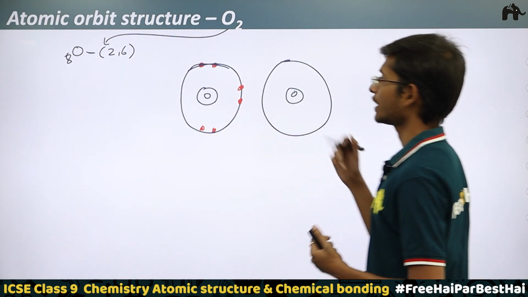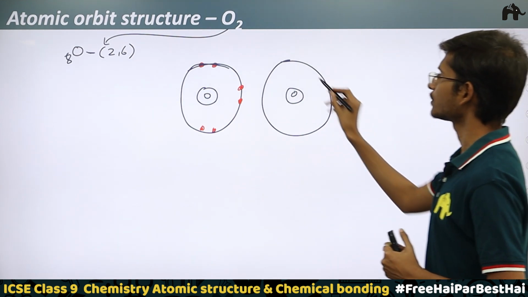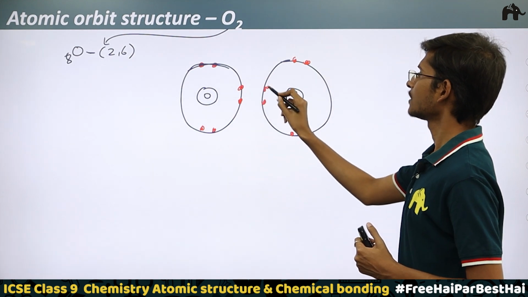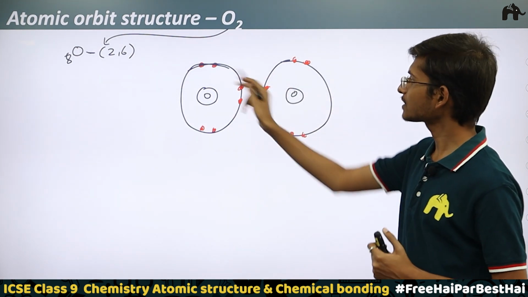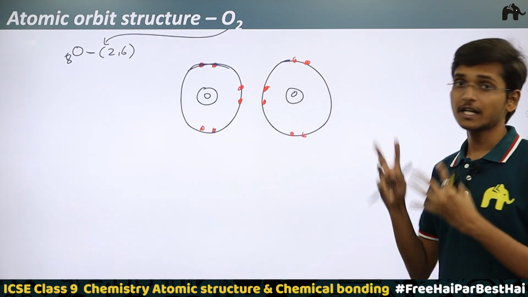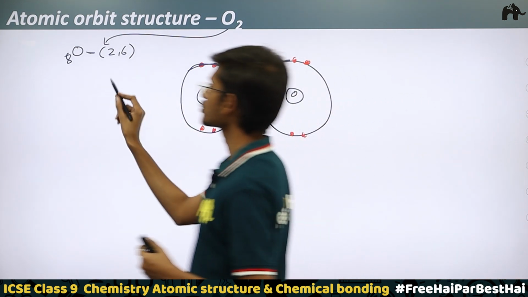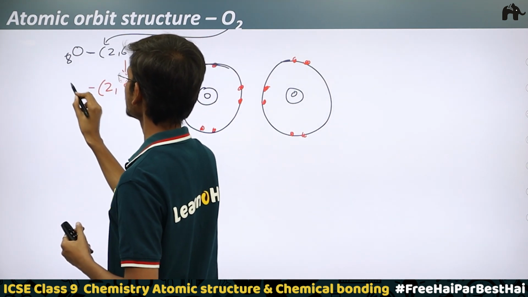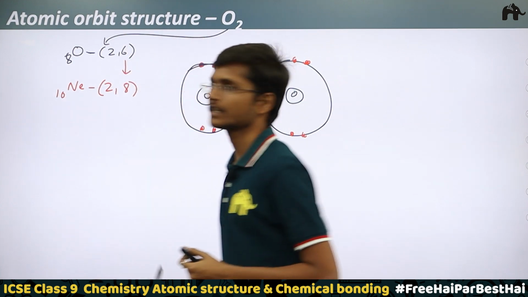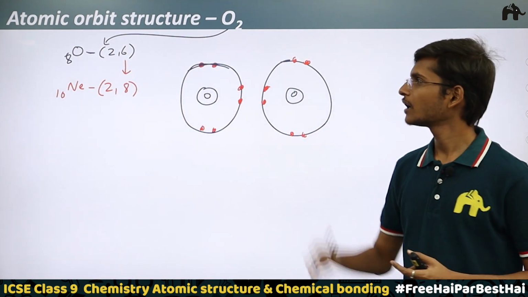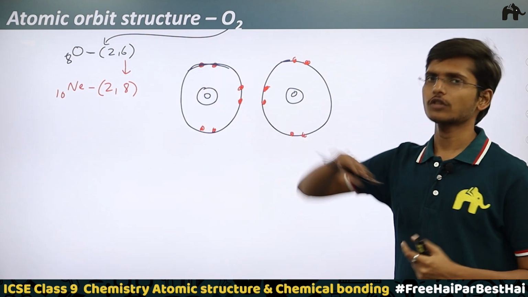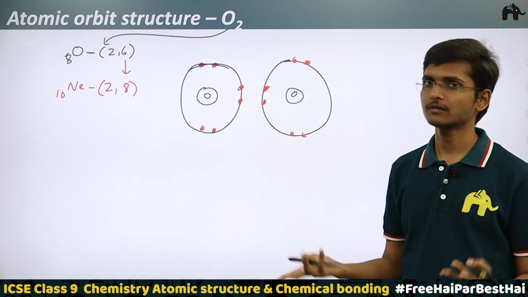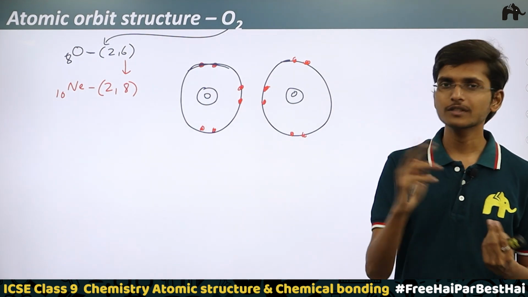Now you would say, sir, why are you doing this? I will tell you; you would get to know in a few minutes. So 1 2 3 4 and then 5 6. Six electrons depicted. But both of them are short of 2 electrons from their nearest noble gas configuration, which is neon. In order to complete their octet, they are short of 2 electrons. Both ways, I'm saying they want to become stable, and for that they need 2 electrons.